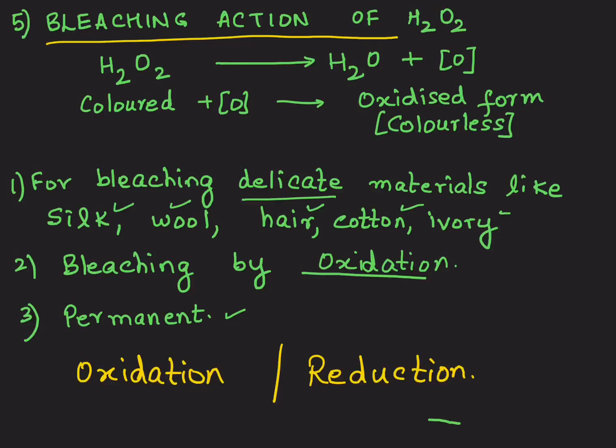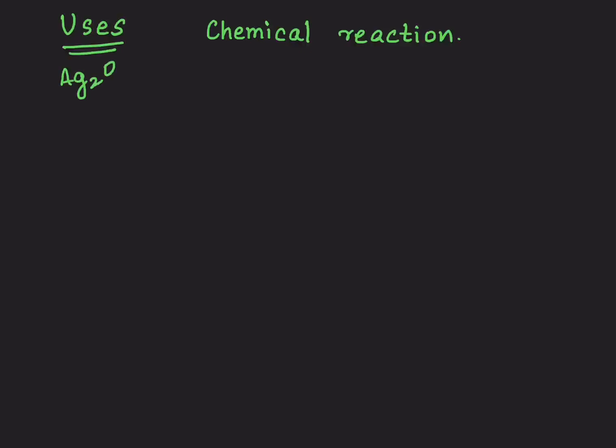Now, the target for you to do is to find out the uses of hydrogen peroxide. Before you watch the next video, please make a list of the different uses that hydrogen peroxide is put to based on the chemical reactions that we have studied so far. The most recent one being the bleaching action, right? So we talked about bleaching action, we talked about reaction with silver oxide, we talked about the reaction with lead dioxide, we also talked about the reaction with moist chlorine. Am I giving you hints over there?